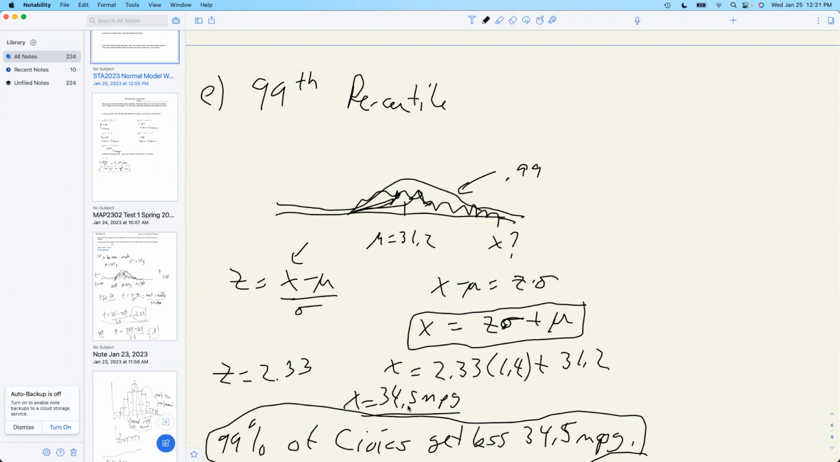So what's that mean? Let's interpret that. A lot of times I'll ask students to interpret a percentile, and they'll just say, the 99th percentile was 34.5. And I'm going to take 2 points off for doing that. One, you didn't put units on, miles per gallon. Secondly, you don't interpret something by saying it is that.